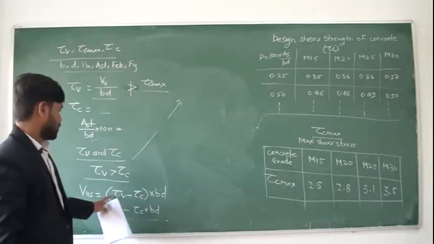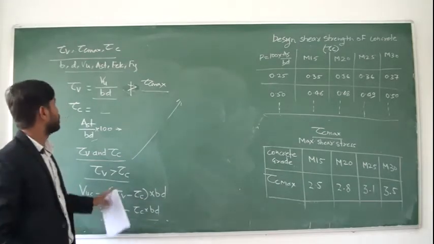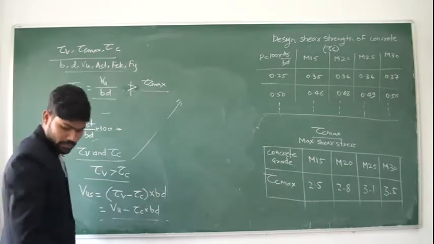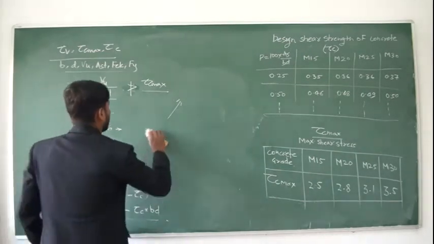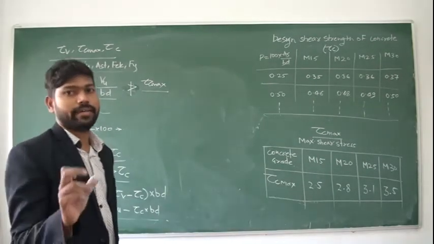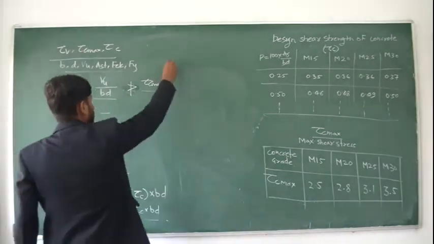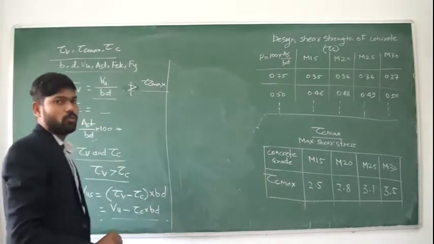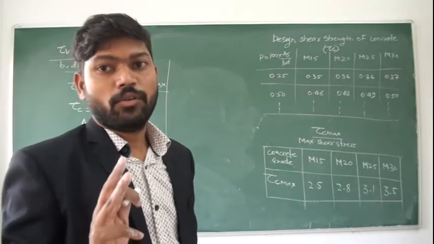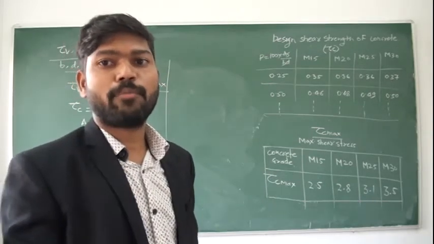Okay, tau V multiplied by VD means VU. See here, you can use any equation out of these two. So this VUS is the force for which we need shear reinforcement. Then you have to provide the shear reinforcement. Now, as I have told you, you can provide shear reinforcement in three different forms.